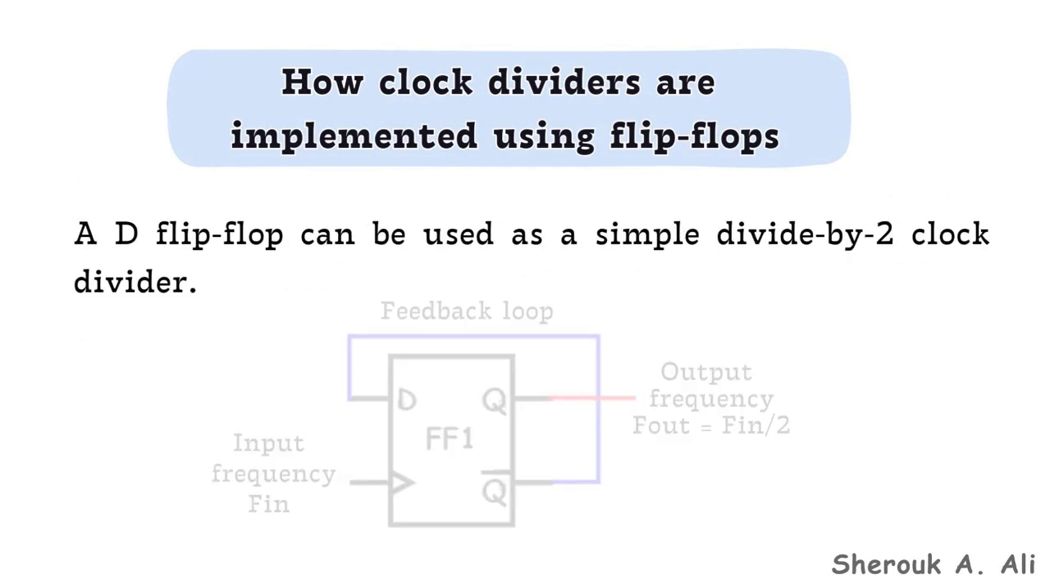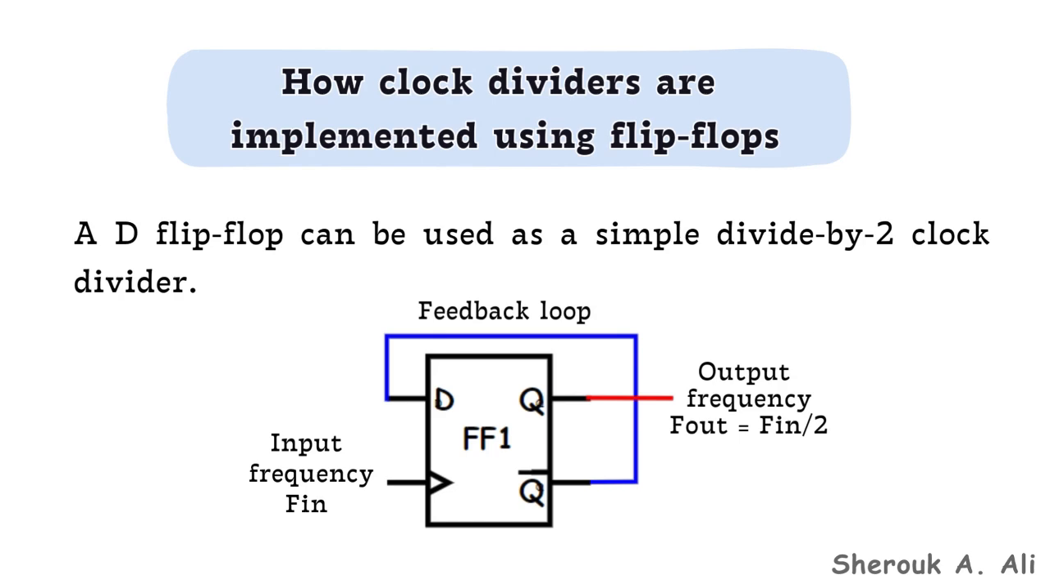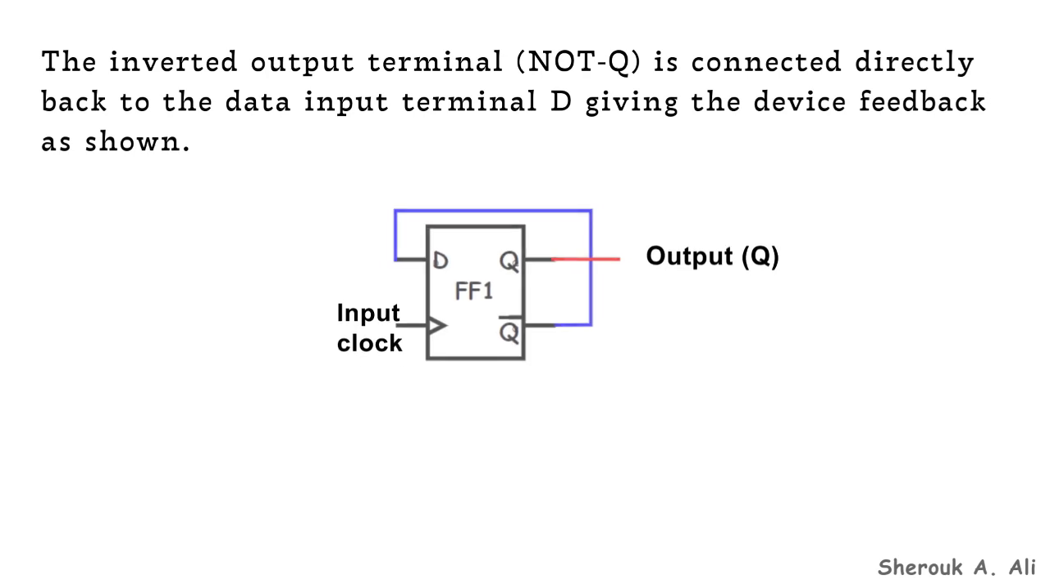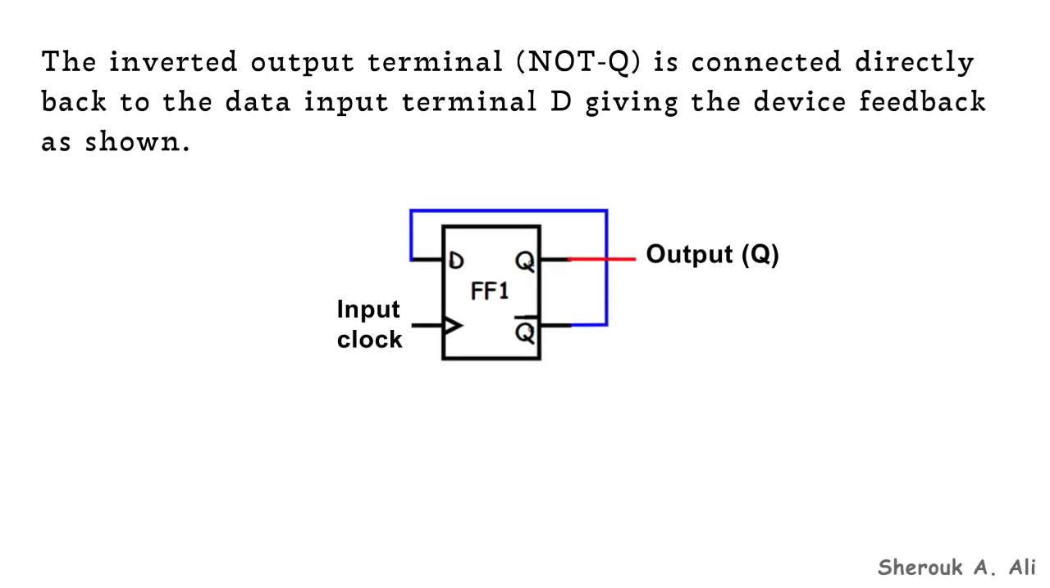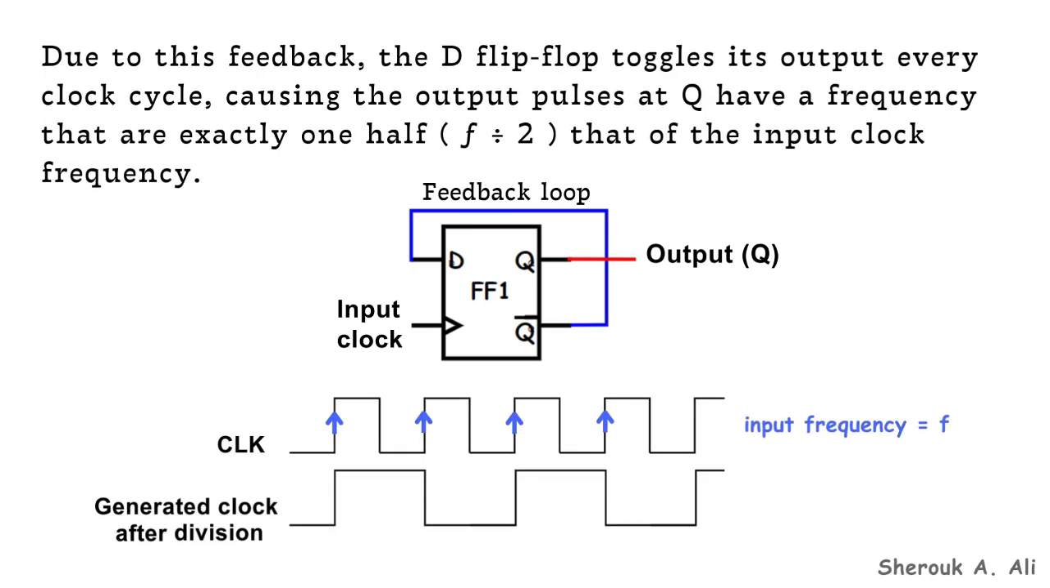A D flip-flop can be used as a simple divide by 2 clock divider as shown. Let's explain. As presented in this figure, the inverted output terminal Q bar is connected directly back to the data input terminal D, giving the device a feedback as shown. Due to this feedback, the D flip-flop toggles its output every clock cycle, causing the output pulses at Q to have a frequency that is exactly 1/2 that of the input clock frequency.